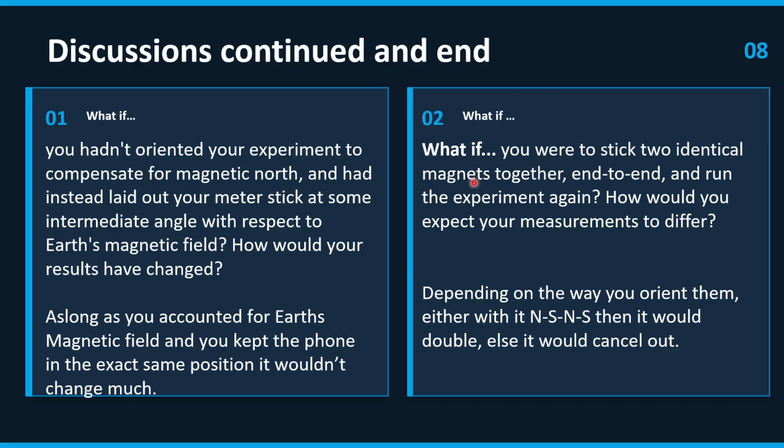And now, what if we had two identical magnets? Of course, we can't have them repelling each other, so there would most likely be north to south, then north to south, and they would be attracted to each other. And when that would happen, the fields would double, minus a little bit of change due to the distance to the phone. Oh, so it would cancel.